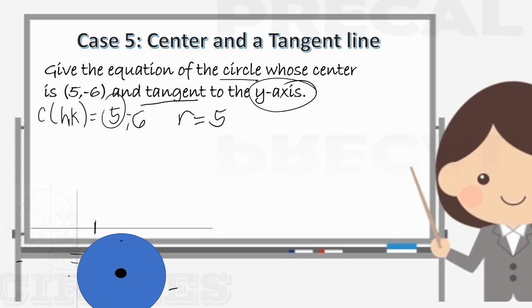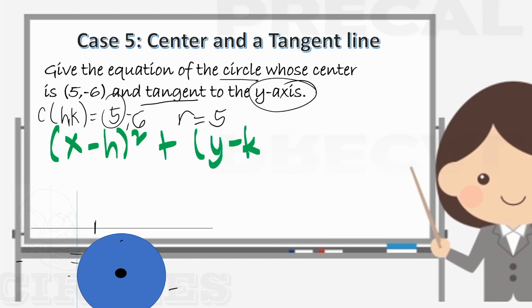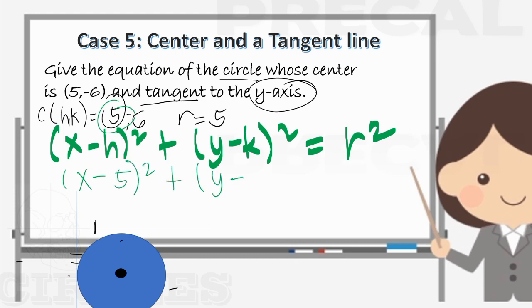Diretso na tayo sa ating favorite na formula. x minus h squared plus y minus k squared is equal to r squared. So, direct substitution, yung given natin na h is equal to 5, squared, plus y minus k, where k is equal to negative 6. So, magiging positive 6 siya. Squared is equal to, yung r natin is 5 squared.